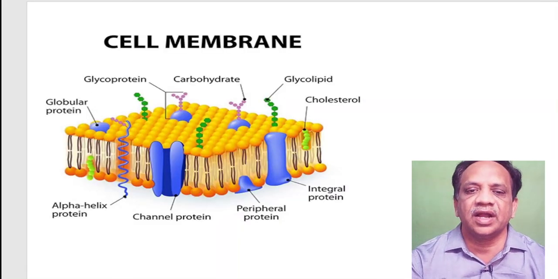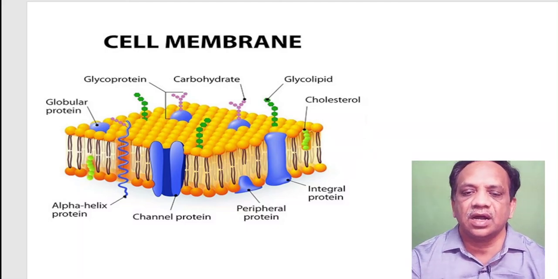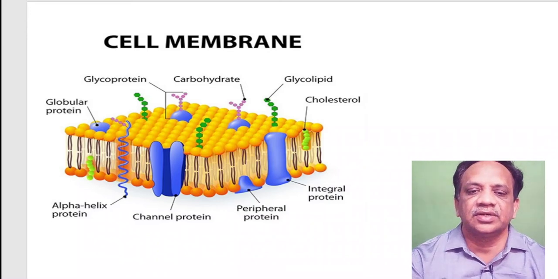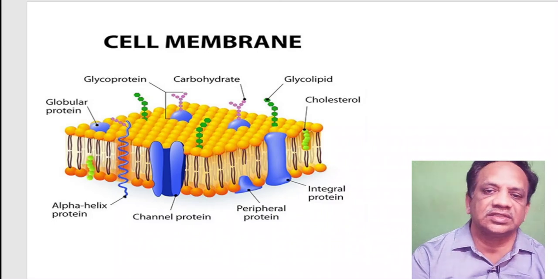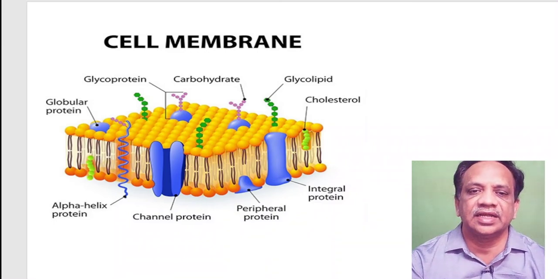This is the cell membrane, how it appears. You can see the lipid bilayer. Heads are towards the outer side and tails are in the center, and you can see a channel protein, peripheral protein, integral protein, and cholesterol, glycolipids, everything in this image.